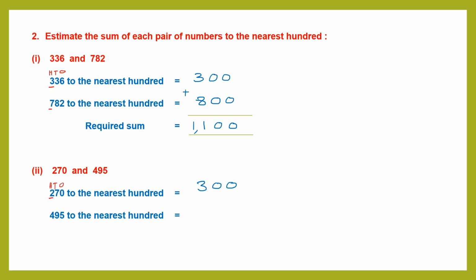495. Digit in the hundreds place? Ones, tens, hundreds. The digit to the right is more than 5. So 4 will become 5. And 2 zeros. Now we have to find the required sum by adding up these two numbers. So 0, 0, 3 plus 5 is 8.